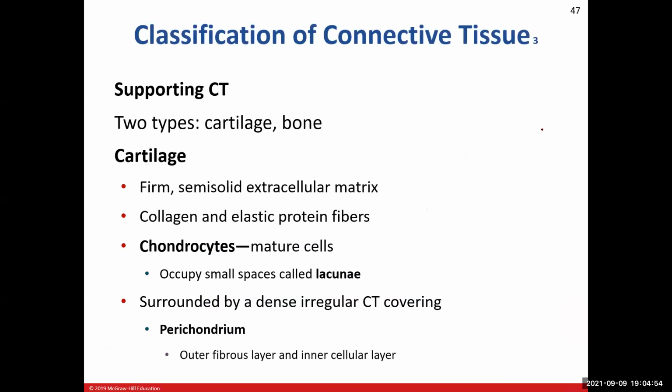All right, that is the first type of connective tissue, which was our connective tissue proper. I'm going to start talking about our supporting connective tissue. I probably won't finish it today, but let's start. Again, some of this should be review for you. There are 2 types of our supporting connective tissue: cartilage and bone.